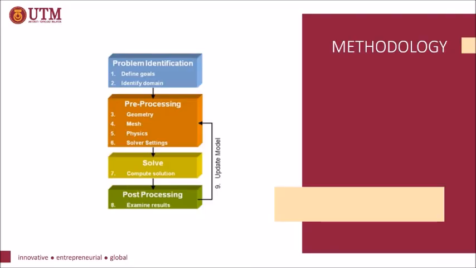The first step is problem identification, which is to define the goals and identify the domain. The next step is pre-processing, which consists of geometry, mesh, physics, and solver settings. The next step is solve, compute solution, and the last step is post-processing, examine results.